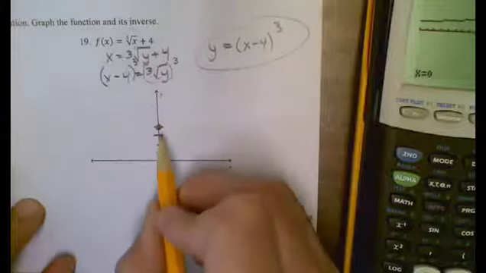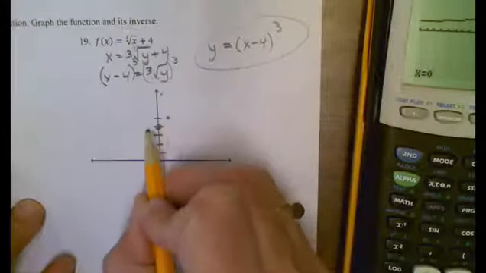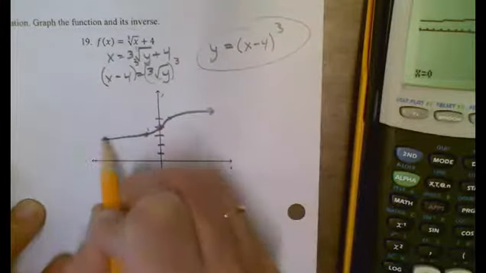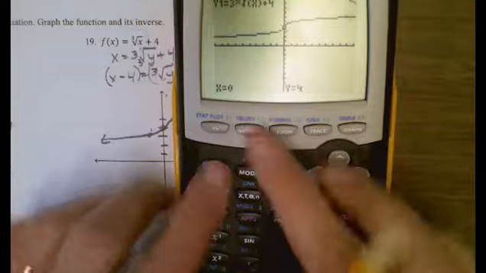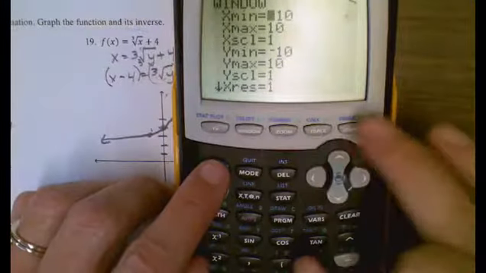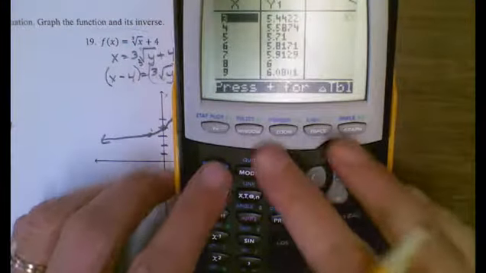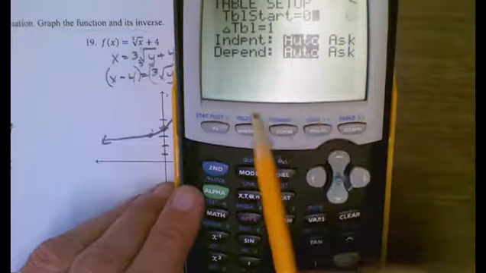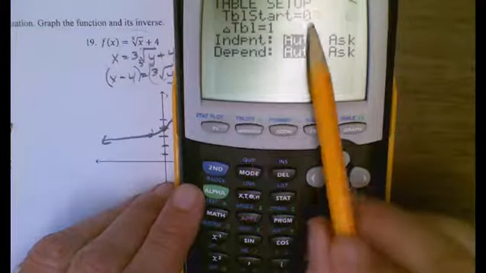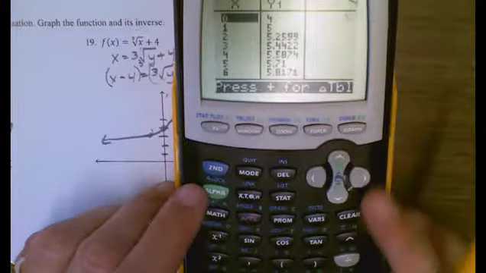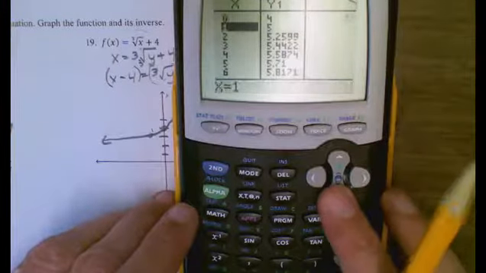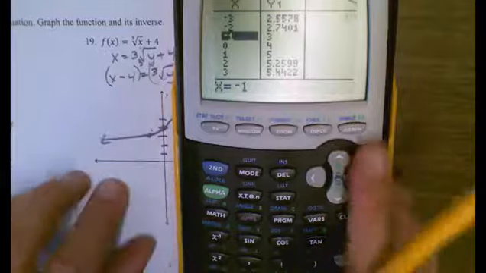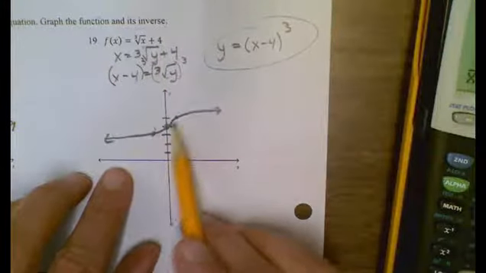Now, you should know that if you go over 1, you go up 1 to get to your next points, and over 1, down 1 to get to these points. But if you don't know that, use your calculator. You can go to table, and we'll say we want to start the table. I'm going to start the table at 0 and go by 1. So I went to table set. That's above the window. And I'm going to start at 0 and go by 1s. So now I go to table. I see I have 0, 4. I have 1, 5. I can go here, negative 1, 3. So you can graph those 3 points, which would be enough to see what it looks like.